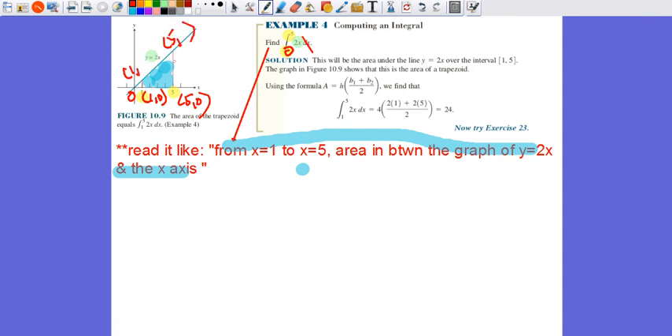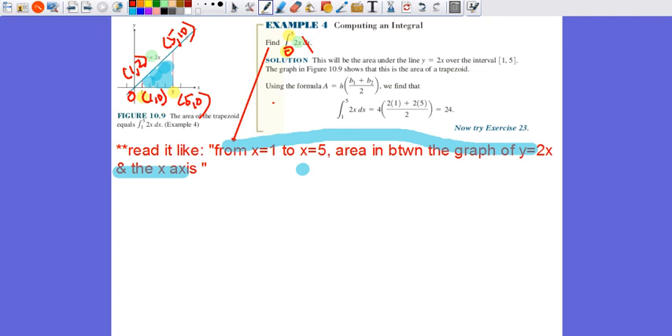And how do you find that blank? Well, you just plug it in. Let's plug in 1 into 2x. When you plug in 1 for x, you get 2 times 1, which is 2. When you plug in 5 into 2x, you get 2 times 5, which is 10.